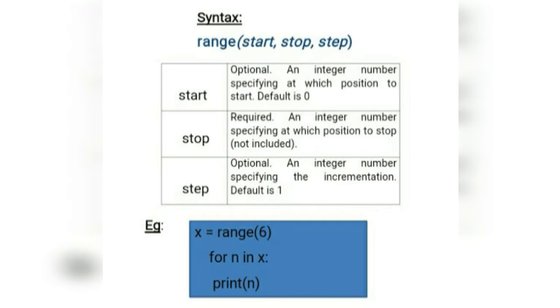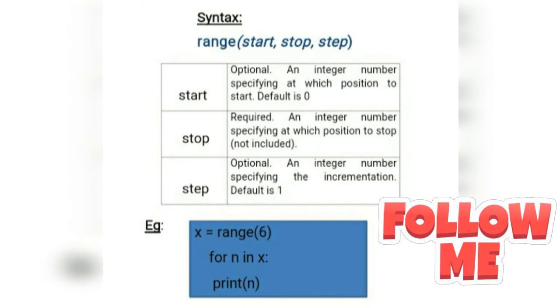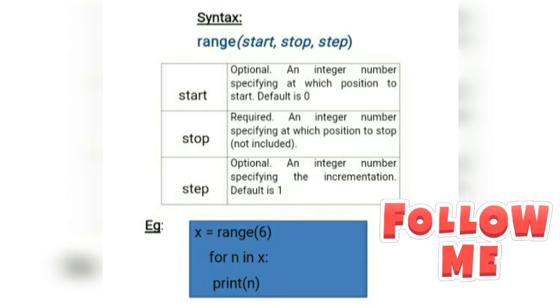Then stop, which is a required parameter, is an integer number specifying at what position to stop. That means it will go from the start up to the stop. Whatever number you specify at the stop, it will go till there, but not including that number. Suppose I take the start number as 1 and the stop number as 6, then it will print from 1 to 5, but it will not include 6.